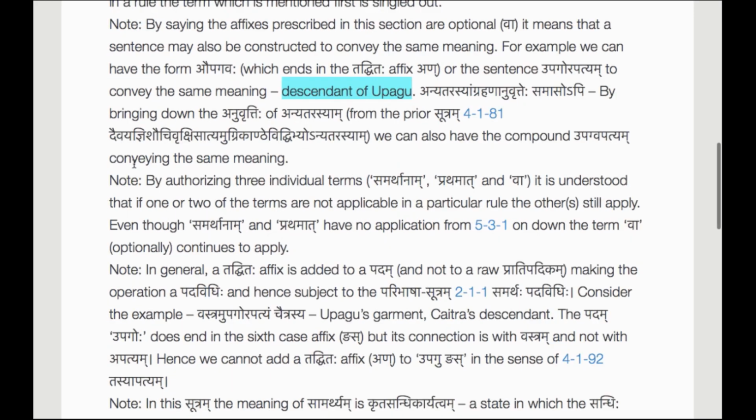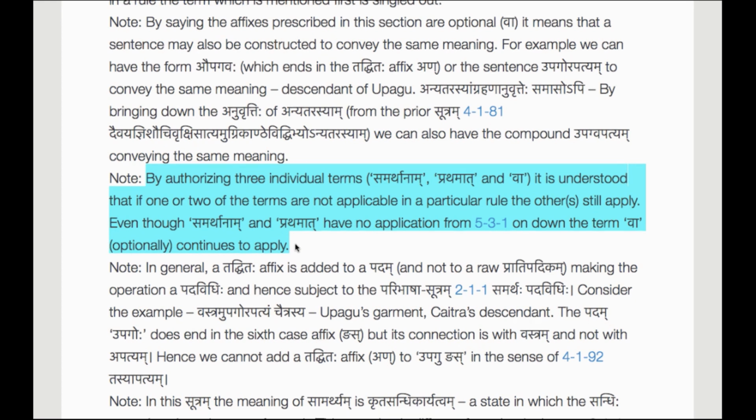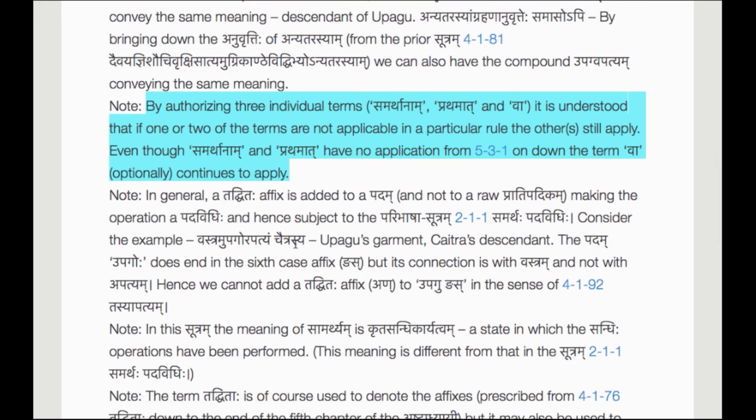Next note here says that by authorizing three individual terms, Samarthanam, Prathamat and Va, it is understood that if one or two of the terms are not applicable in a particular rule, the other or others still apply. Even though Samarthanam and Prathamat have no application from 5.3.1 on down, the term Va optionally continues to apply. So that is why these three terms are individually authorized. So if one or two of them becomes inapplicable in a particular rule, the other remaining one or two can still exert their influence.